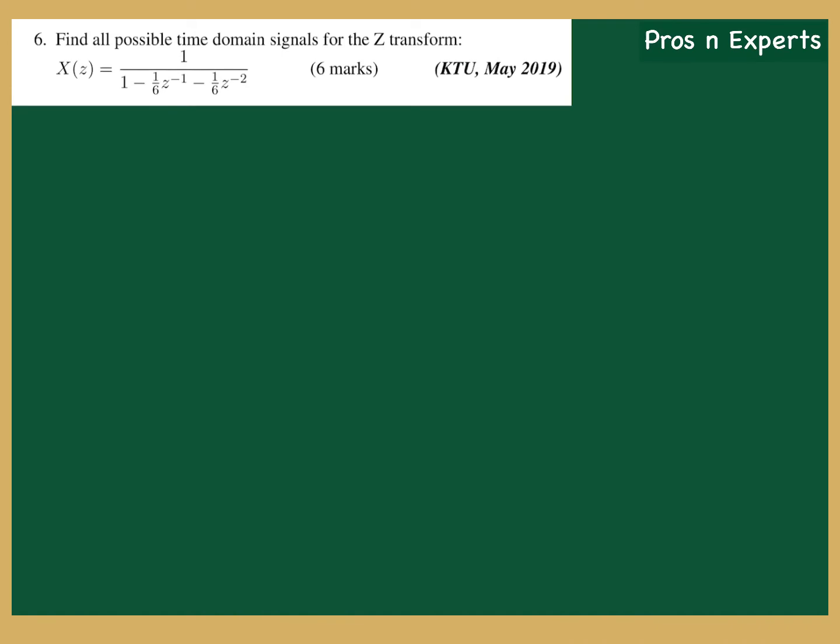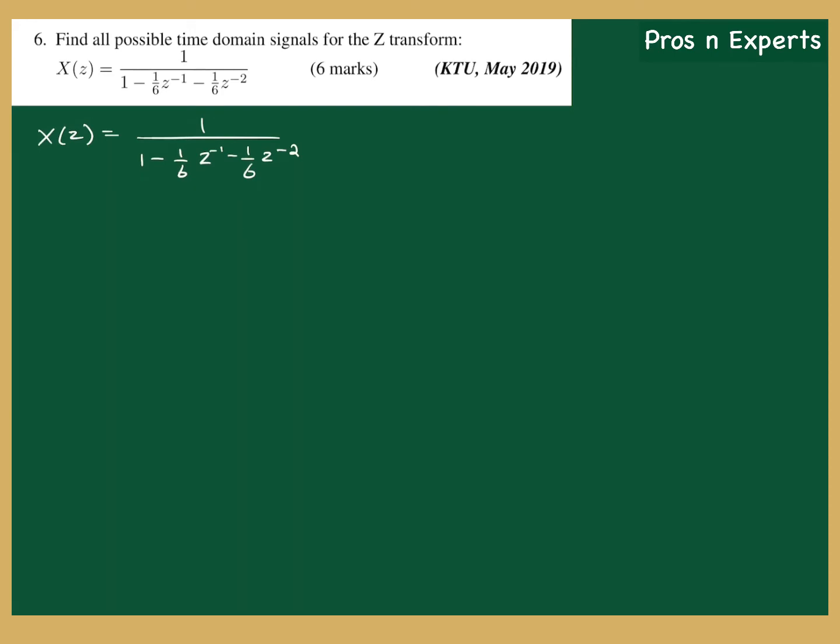Our next question is, find all possible time domain signals for the Z transform given X of z equal to 1 by 1 minus 1 by 6 z inverse minus 1 by 6 z inverse squared. So the question clearly tells us to find the inverse z transform for this given z transform. While finding the inverse z transform, there are many possibilities of time domain signals.